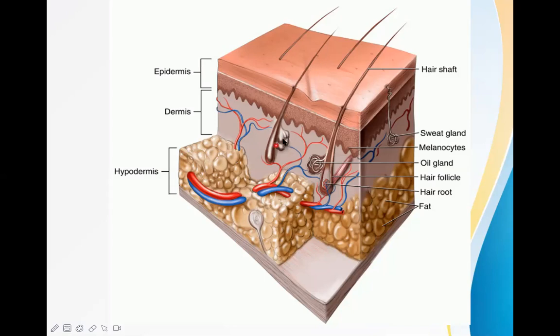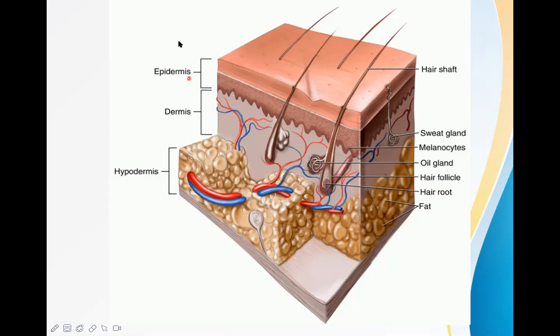This is sebaceous gland. Now, sebaceous gland produces sebum. Sebum is an oily substance. That's why it is written as an oil gland also here. Oily substance is secreted by sebaceous gland. This is the sweat gland. Sweat gland comes out with its own duct. It produces sweat. And these are the different blood vessels and the fatty cells.